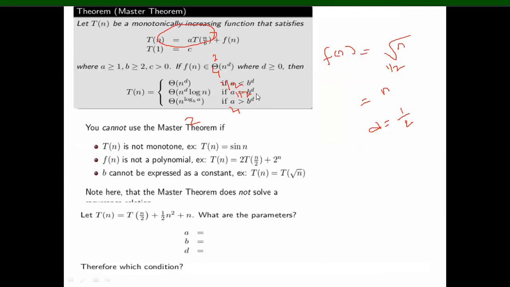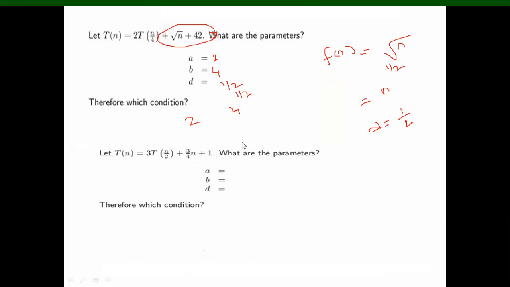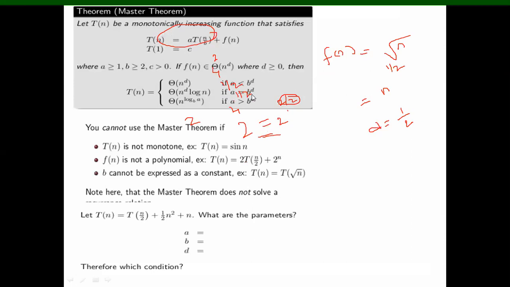So 2 equal to 4 power 1 by 2. In which case will you move here? If a equal to b power d, then theta of n power d log n. Here 2 equal to 2, by substituting a equal to 2 and writing 4 as 2 square, 2 power 1 is 2. So 2 equal to 2. In this case we use this formula: if a equal to b power d, then theta of n power d log n.